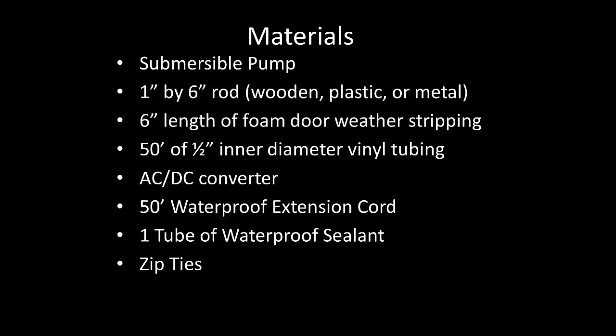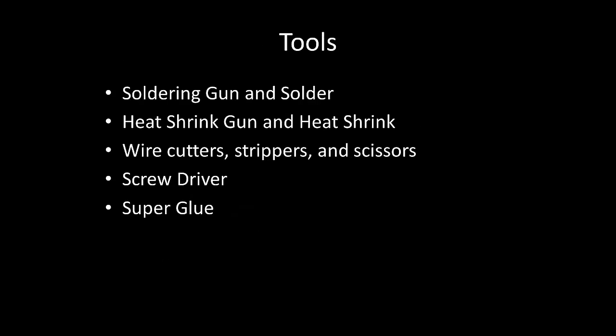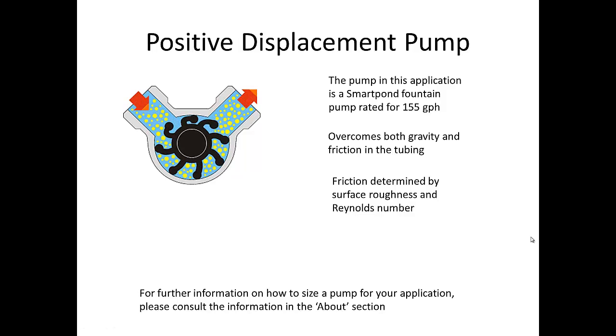For this project you will need these materials and these tools. Now a little into the nature of pumps. The pump used in this application is a smart pond fountain pump rated for about 155 gallons per hour. Now it's not rated for anything other than water, but I just wanted to show you how you could do this for your specific application. Now this pump is a positive displacement pump, and it works by using a rotor to move small packets of liquid up the output pipe, as can be seen in this picture.